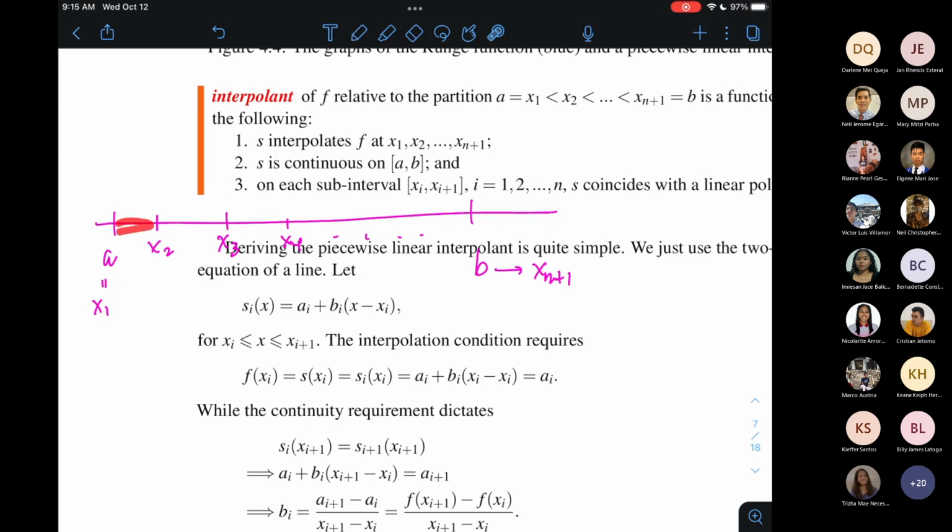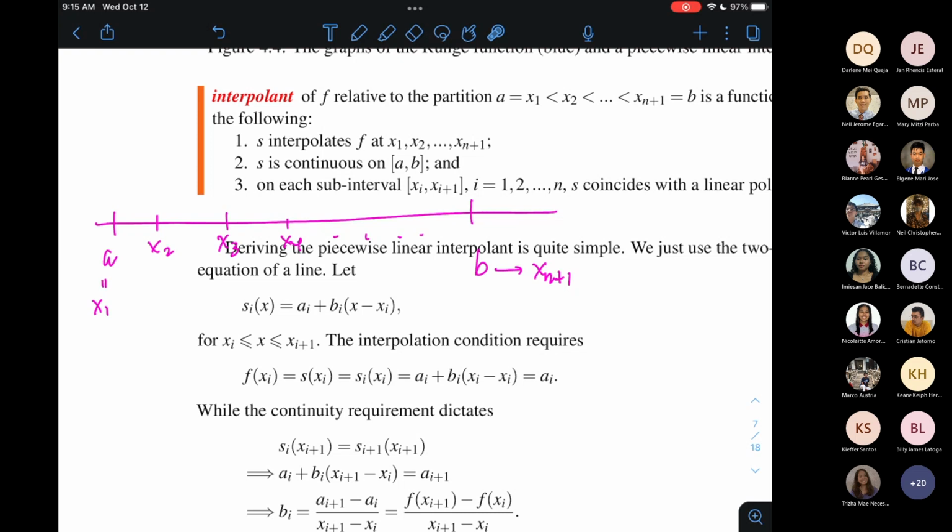First is the interval x1 to x2. Second is the interval x2 to x3. Next is x3 to x4, all the way up to the interval x sub n, comma x sub n plus 1. So parang nahati natin yung interval AB doon sa sub-intervals na yun.